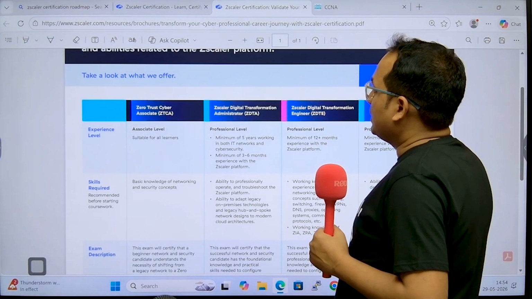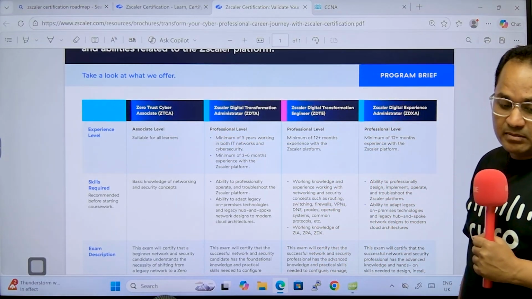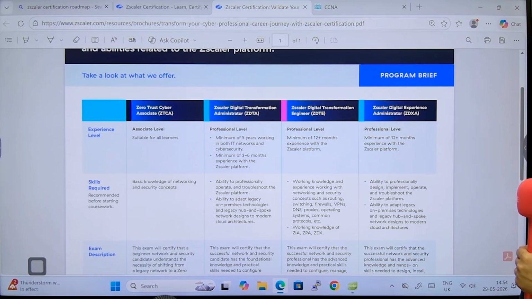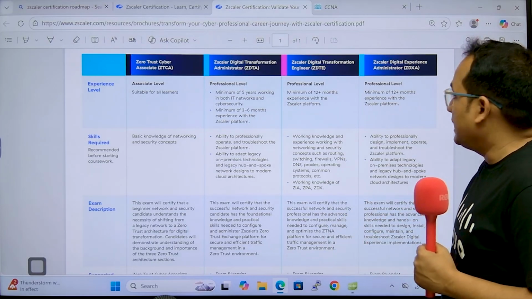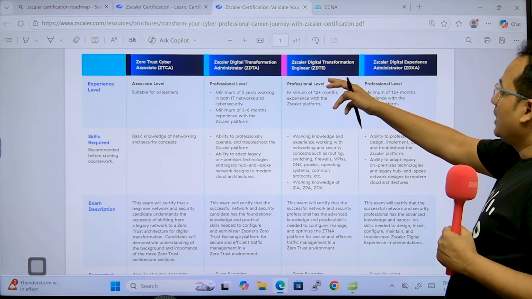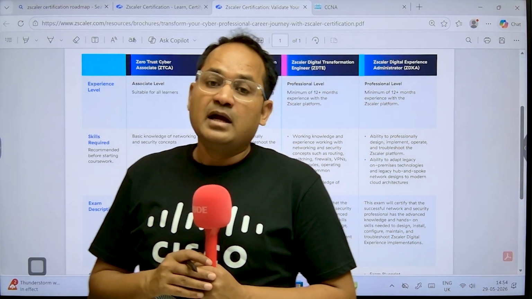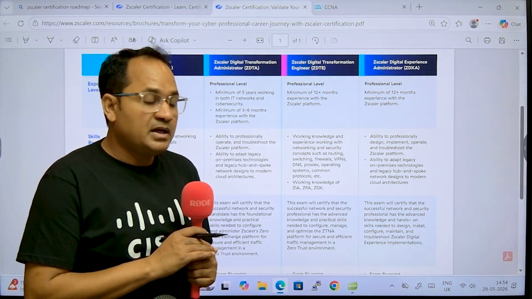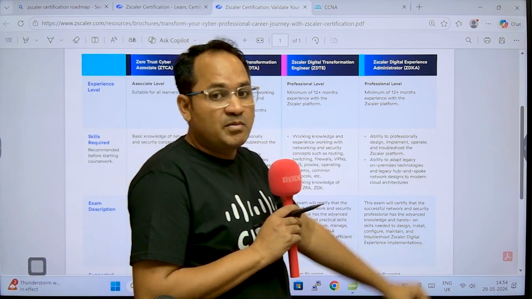If you really want to become a good engineer in Zscaler, you start with JDTA. That is going to give you very good insight into both products, ZIA and ZPA. Now even ZDX you are going to get some insights. Now if you become professional level, you can think about becoming an expert level of Zscaler, ZIA and ZPA. Then for you, you have the JDTE exam, this Zscaler Digital Transformation Engineer exam.